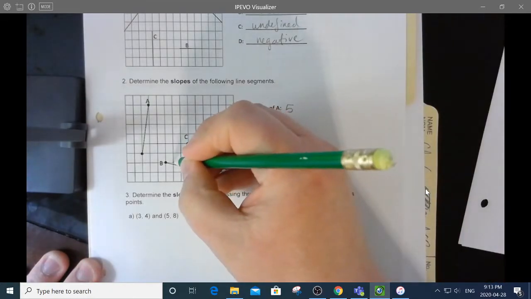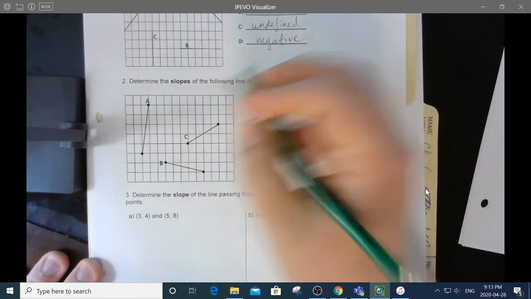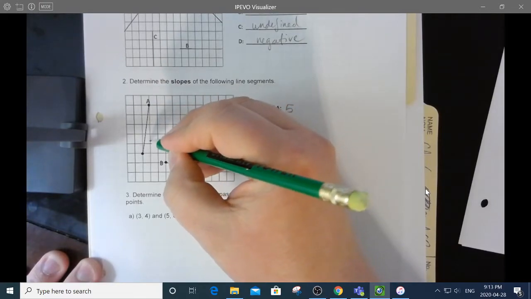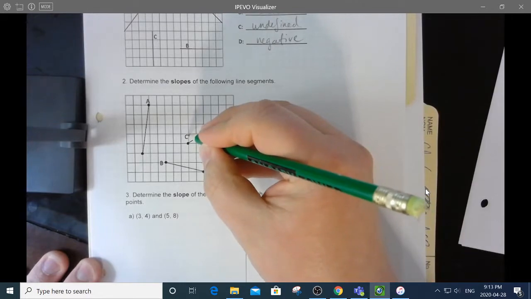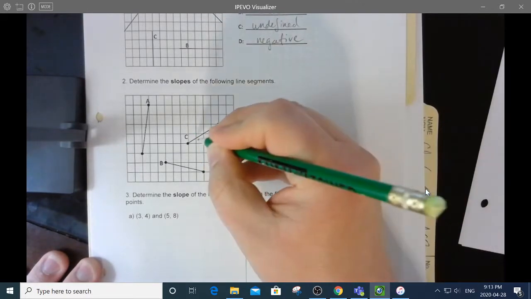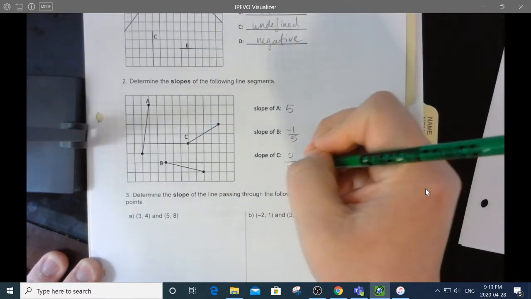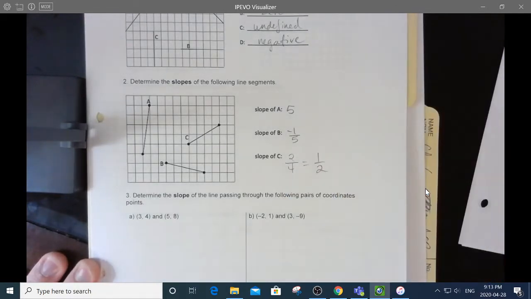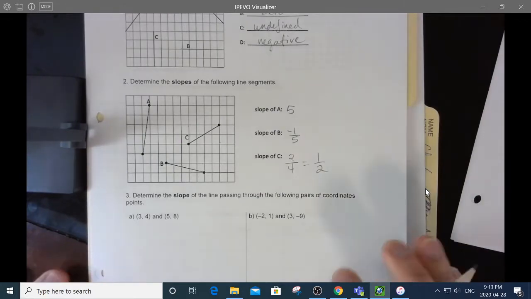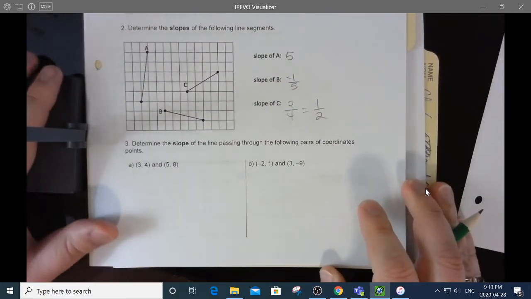Let's see, did I count that right? 1, 2, 3, 4, 5, yep. And did I count this one right? 1, 2, 3, 4, 5, yep. And C has a slope of, let's see, we rise 2, and we run 1, 2, 3, 4. And if I left the answer like that, that would cost you half a mark, because that should simplify to a half.